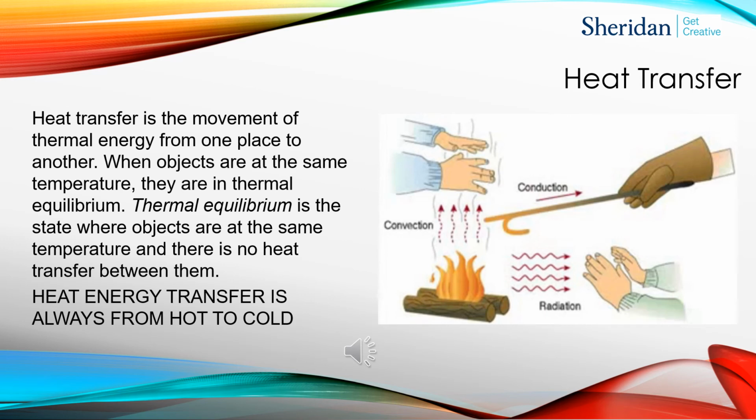Let's examine methods of heat transfer. Heat transfer is the movement of thermal energy from one place to another. When objects are at the same temperature, they are in thermal equilibrium. Thermal equilibrium is the state where objects are at the same temperature and there is no heat transfer between them. Always keep in mind that heat transfer is always from hot to cold.